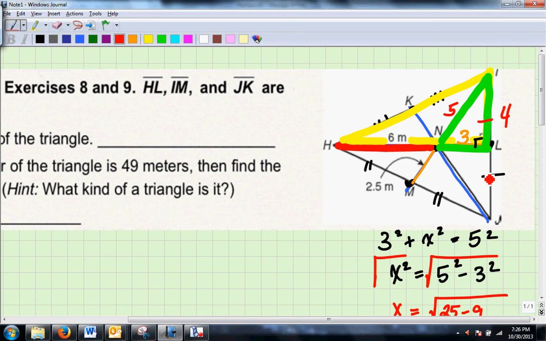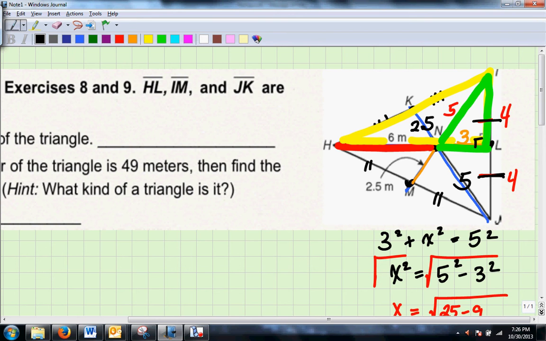And if this is 4, we know that that's a median as well, which makes that 4. Which means over here, since these two are equal, this must also be a 3, 4, 5, which makes this 2.5 over here.